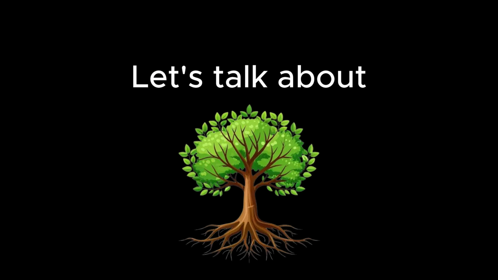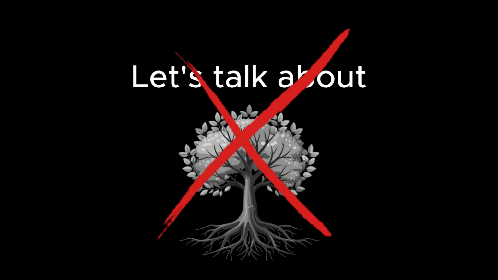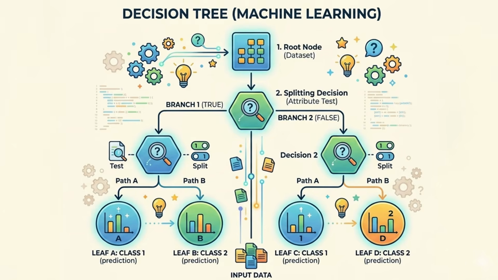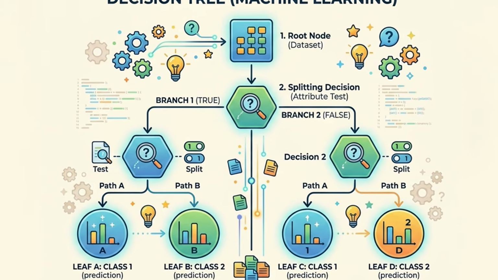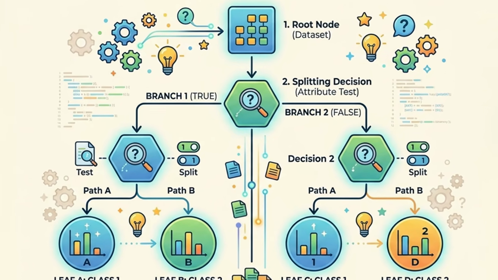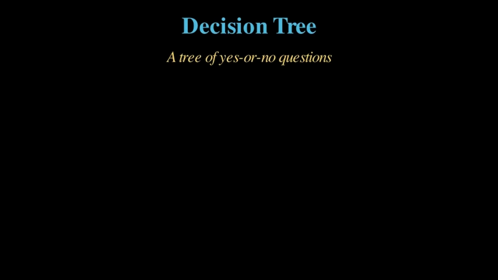We're now going to transition into trees. What? No, not those trees. Wrong. I'm talking about decision trees. A decision tree is exactly what it sounds like. A tree-like structure of decisions that leads to a prediction. It's literally a tree of yes or no questions.